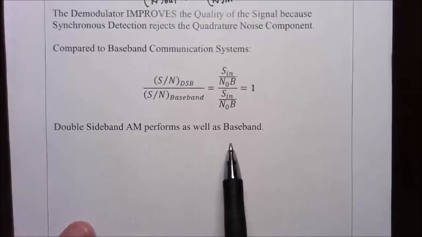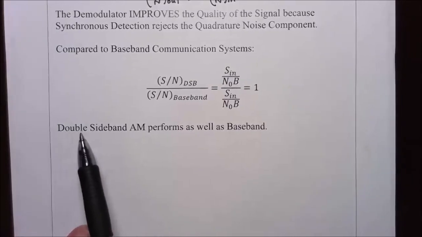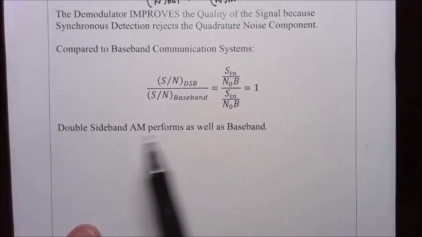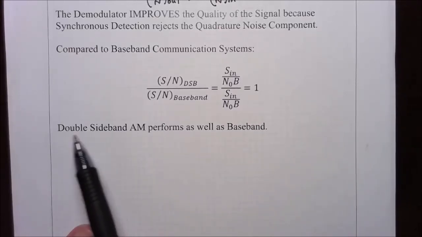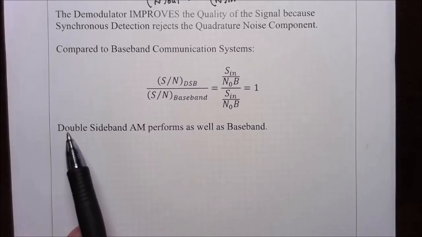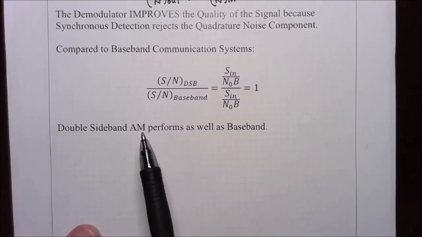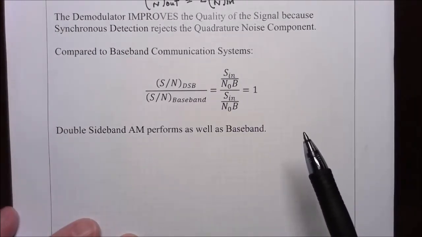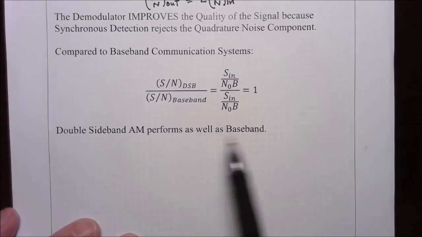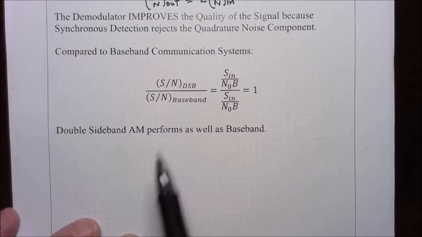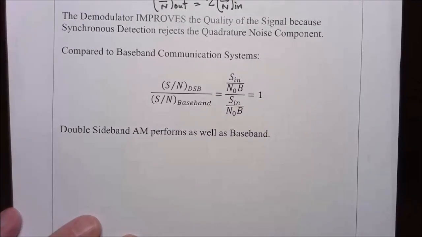So the conclusion we can draw from this is that this is the upper limit. You can't get any better than this. It can certainly be worse if you had a poorly designed or poorly built double sideband AM system, but a perfectly designed, perfectly built double sideband AM modulation and demodulation system performs no worse than baseband. It performs exactly the same in terms of signal to noise ratios. Now we'll find that this is not the case for conventional AM transmissions.